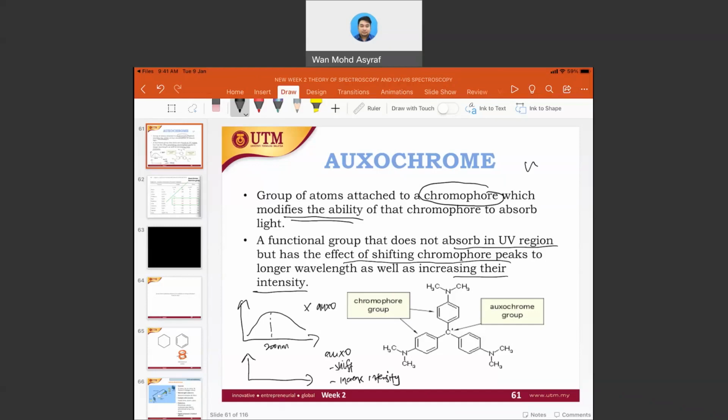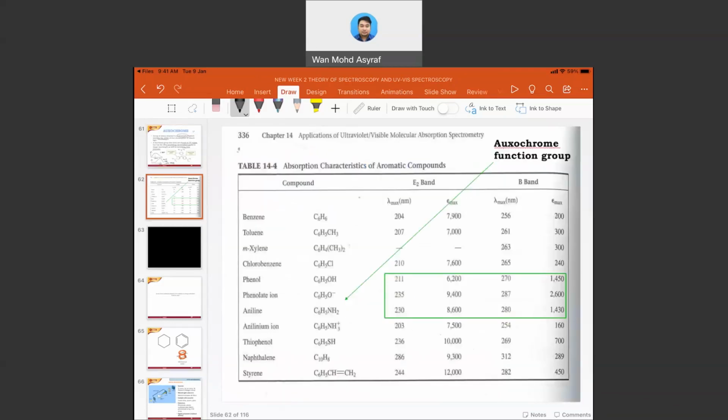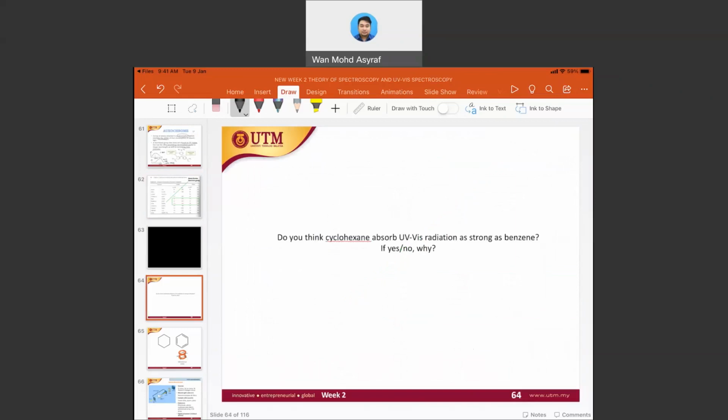Okay, so basically it will look something like that. It will increase in intensity, maybe at 300 nanometer, and also shift to a much longer wavelength. So basically that is the function of an auxochrome, and the effect an auxochrome has on a chromophore. So this is an example of what an auxochrome is and what kind of wavelength it corresponds to, right?